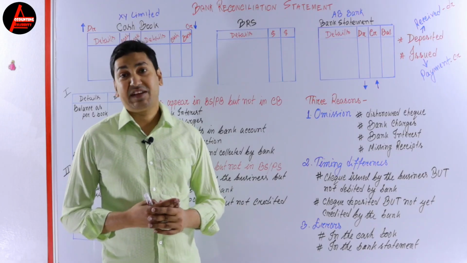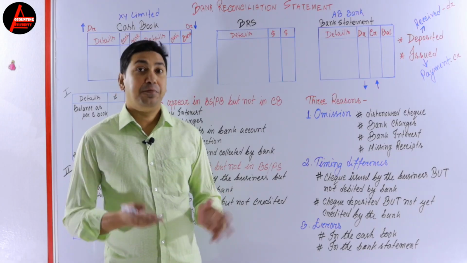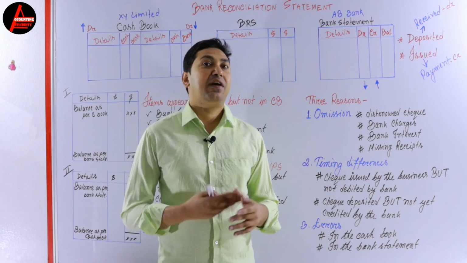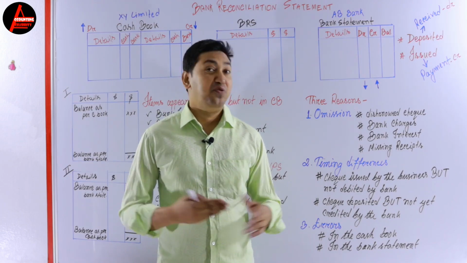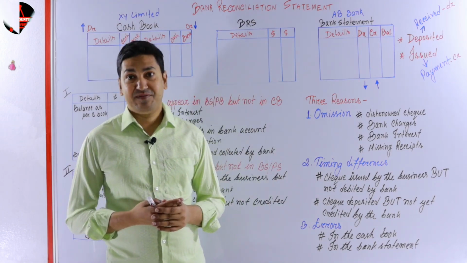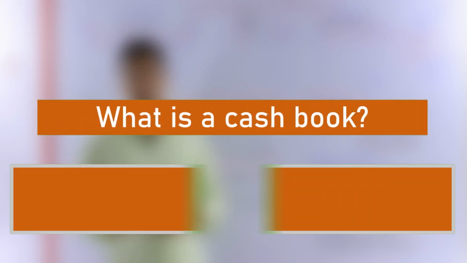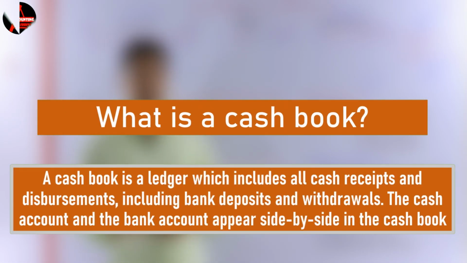So what is bank reconciliation statement? Before this, we need to clear a couple of things. What is a cash book? A cash book is a ledger which includes all cash receipts and disbursements, including bank deposits and withdrawals. The cash account and the bank account appear side by side in the cash book.